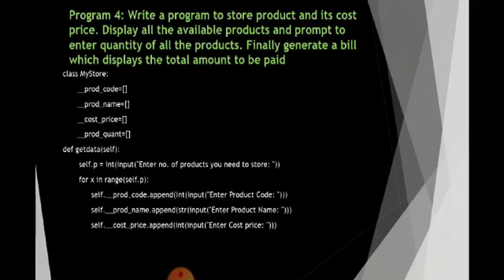And then in the next line we see __product_code. Here the double underscore at the start is used to specify that this variable is a private variable. Then the next underscore is used to join two words together. Then equal to an empty square bracket. We already discussed in the previous program that an empty square bracket is used to generate an empty list.